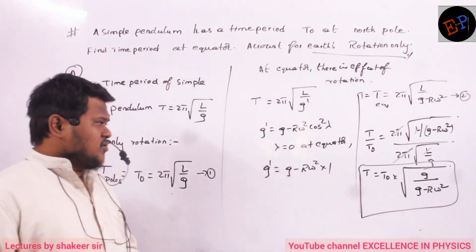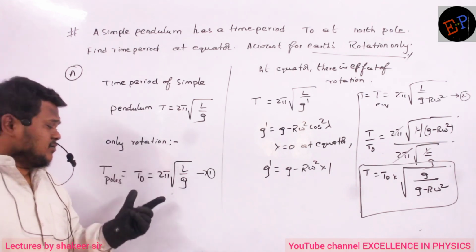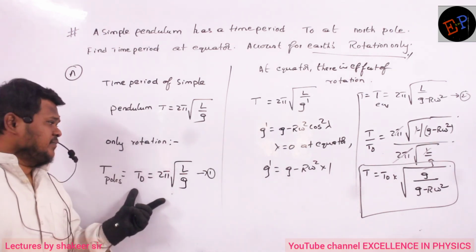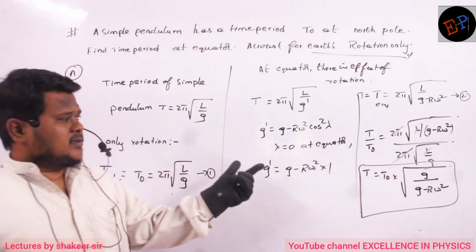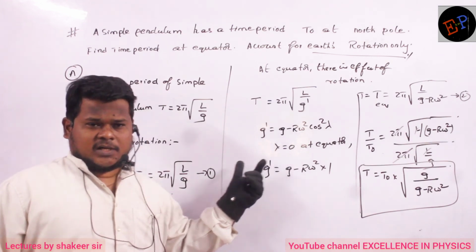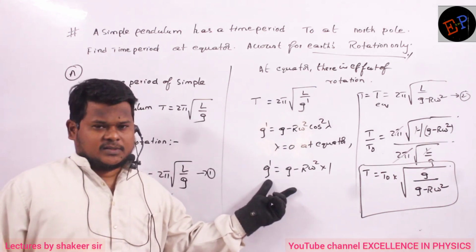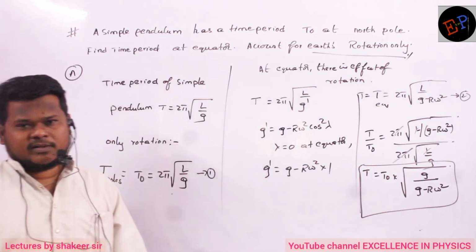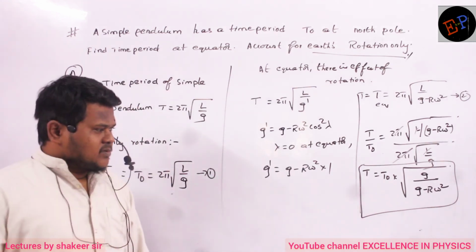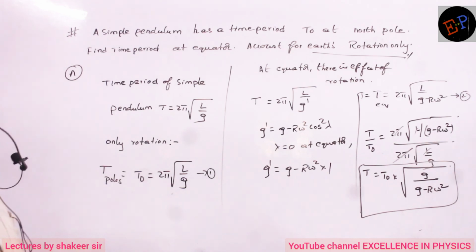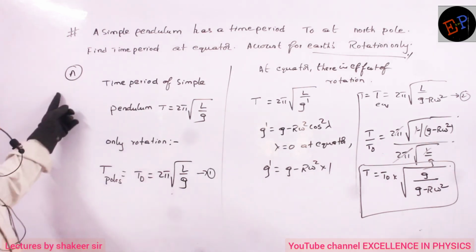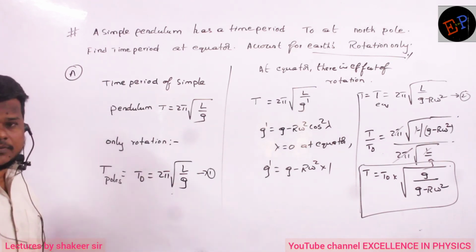So one equation we have written for poles. One equation I have written at the equator. At poles there is no effect of rotation. At the equator there is effect of rotation. So I just divided both of them and I got the answer. So if you want to further simplify this one, let us see what we can do. Completed this one? Write it down.